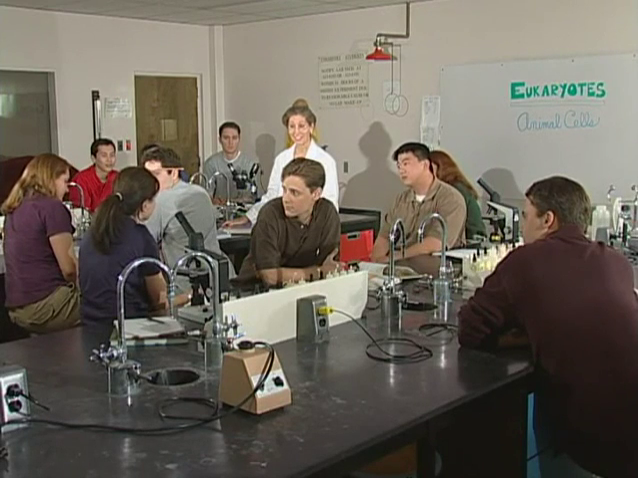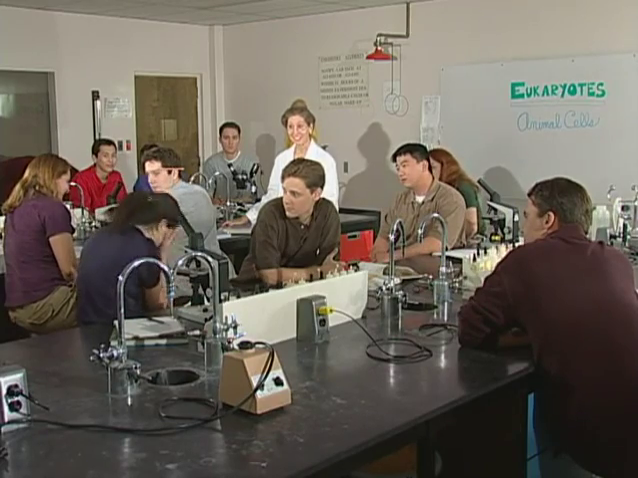Eukaryotes are cells that have a nucleus and are surrounded by organelles. Oh my god.